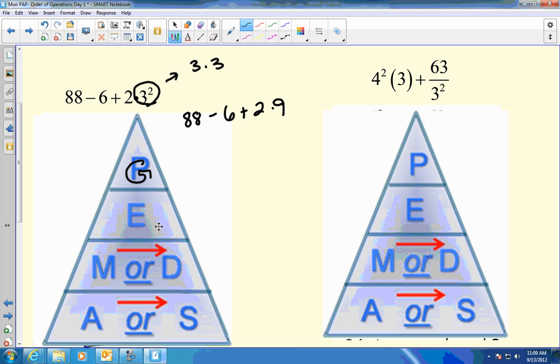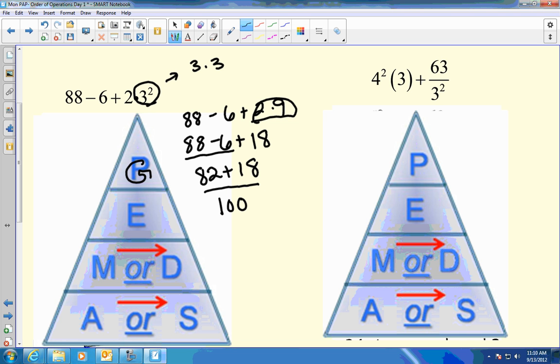Now I'm looking for multiplication and division. I've got some right there. So 88 minus 6 plus 18 is my next step. Addition and subtraction, I also do from left to right. So 88 minus 6 is 82. One thing I would really watch for in here is integers. If this was reversed, you would have an integer as your answer, which would affect your next step. So be careful with that. 82 plus 18 is the last step, so that's going to give us 100.